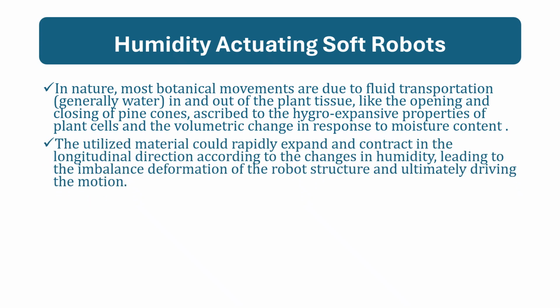The material we use in soft robots can expand and contract in the longitudinal direction only. Why? Because it follows the pattern of the change in humidity. Whenever there is a change in humidity, it will lead to an imbalance in the robot structure. Okay, the robot structure will be deformed. Clear?